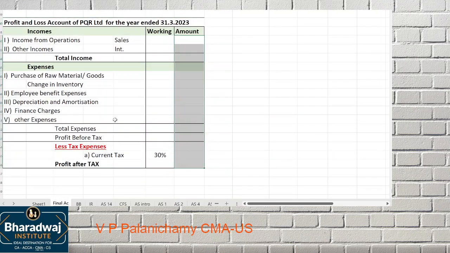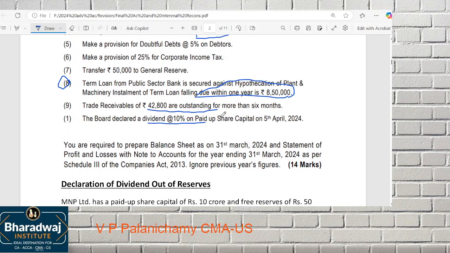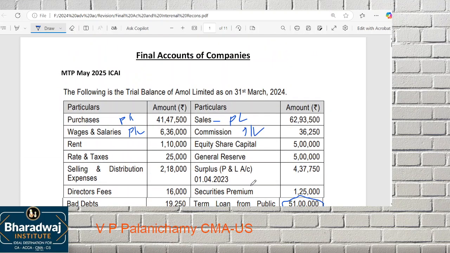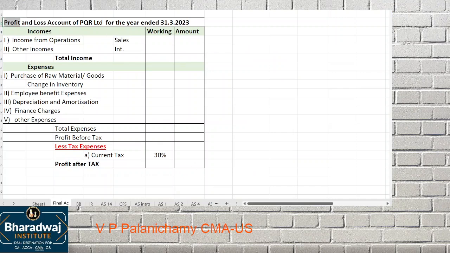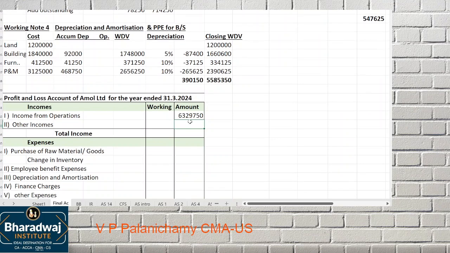What is the name of the company? Profit and loss account of which company? March 31st, 2024. Income from operation. What is the income from operation working? This one. No other income. Total.